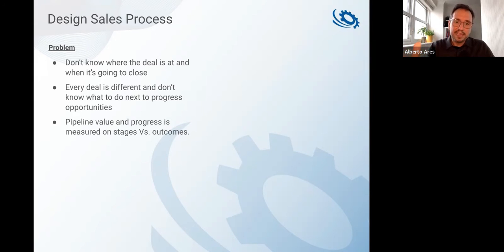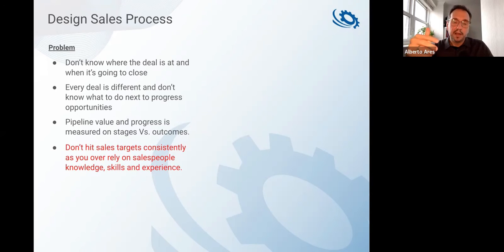And the problem with these is that often the pipeline value and the progress of those opportunities is not real. It's measured based on stages in the pipeline, such as discovery, evaluation, and whatnot, and it's not actually measured on actual deal progress. And the consequence of these problems is basically not hitting our sales targets consistently, because we need to over rely on salespeople's knowledge, skills, and expertise, and everyone makes mistakes.